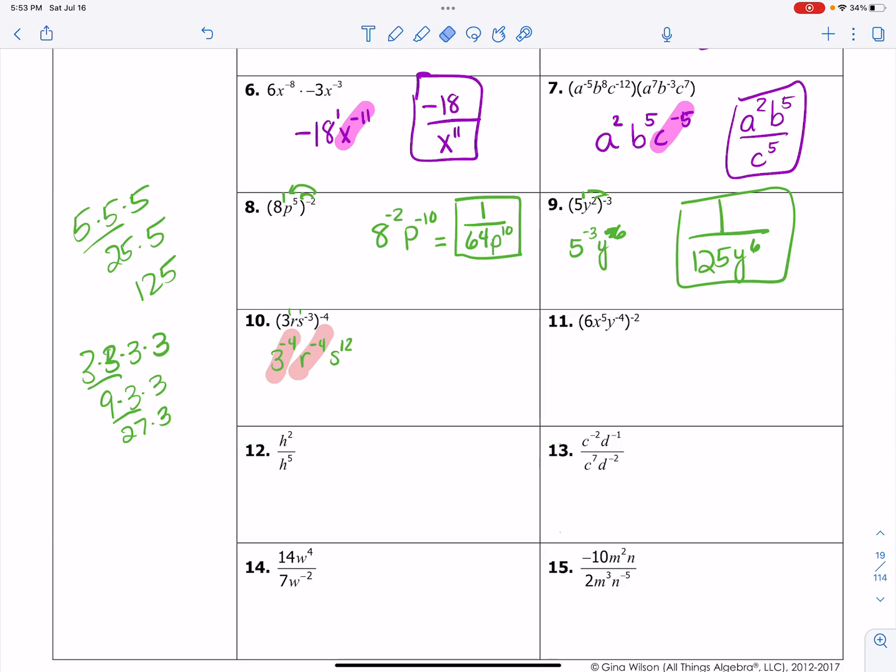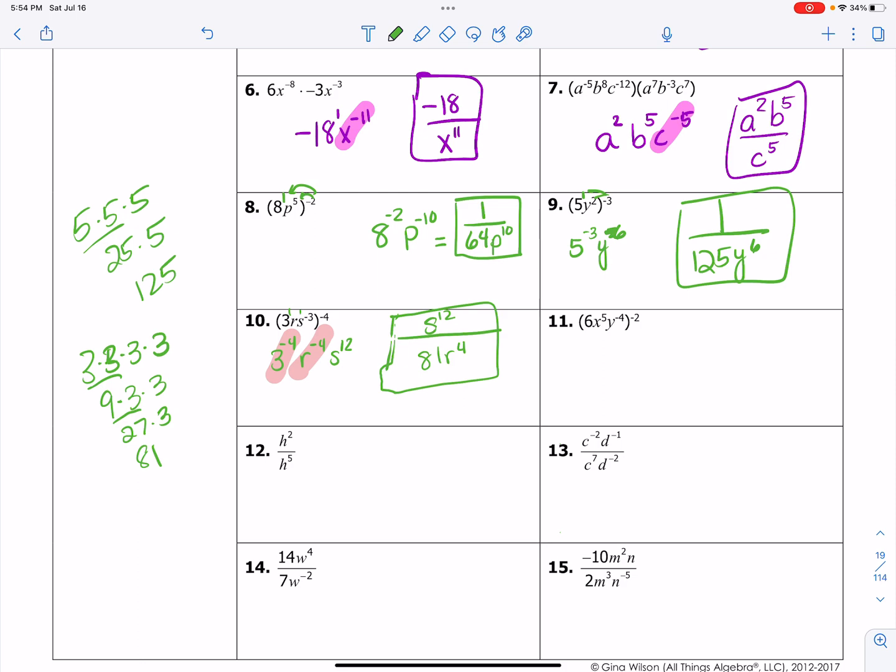Get rid of that green line. So that 81 is going to go in the denominator because it's negative. So 81 r to the 4th, but the s to the 12th stays because it has a positive exponent. So you only move the things that have negative exponents. If it has positive exponents, it stays exactly where it's at.